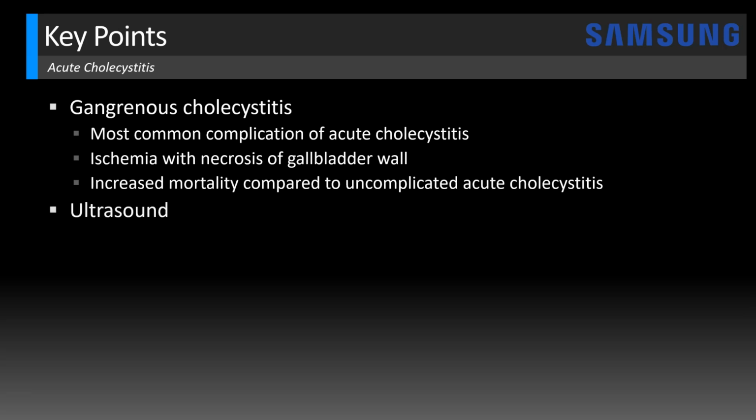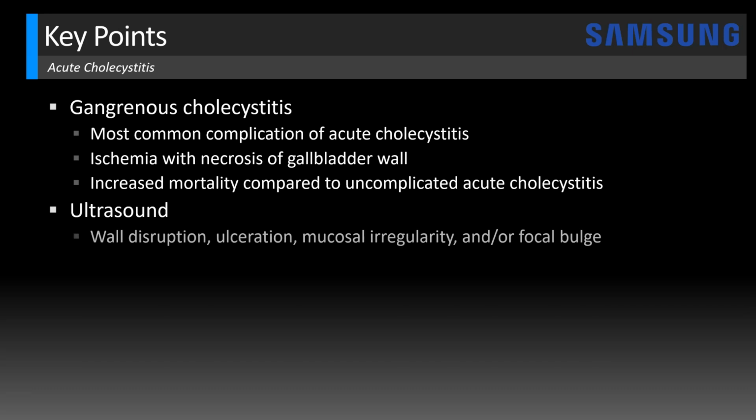So it does have some ultrasound features that can help you differentiate it from run-of-the-mill cholecystitis. Any areas of wall disruption, ulceration, mucosal irregularity, or any focal bulge should raise your suspicion of gangrenous cholecystitis. These areas of ulceration can appear as denuded mucosa or discrete ulcer craters in a thickened wall. Another feature that may be seen is the presence of sloughed mucosal membranes, which will appear as echogenic ribbon-like areas adjacent to the gallbladder wall within the lumen. In my practice, though, I find that these are less commonly seen than the irregular mucosa and ulceration.